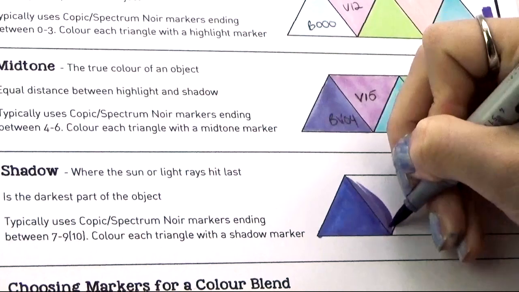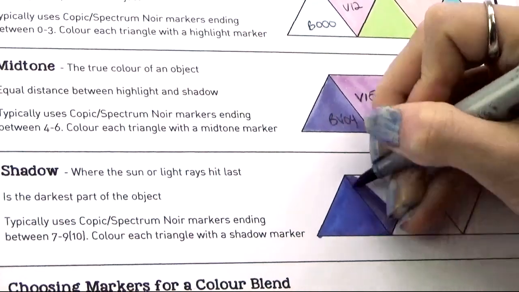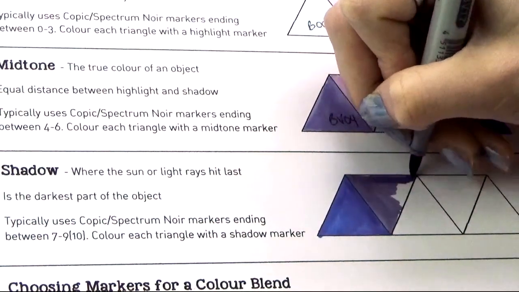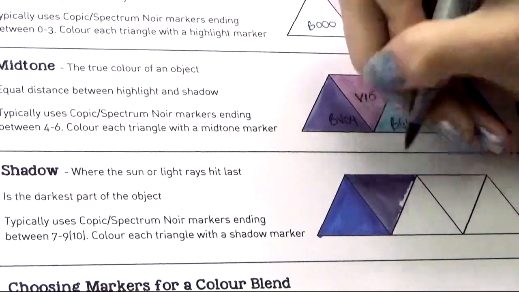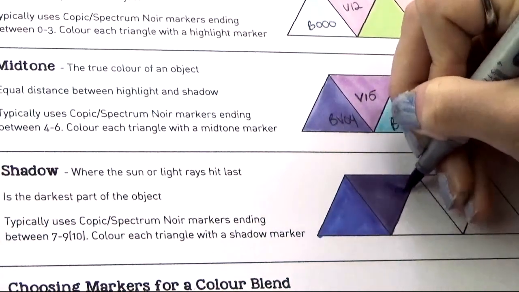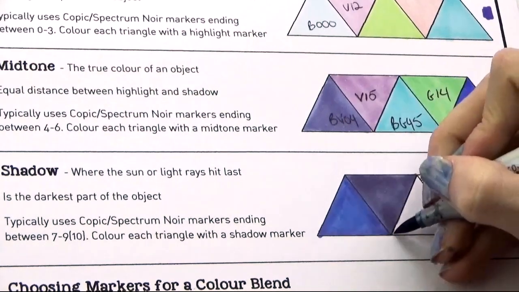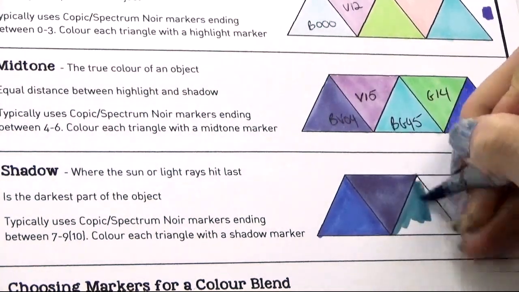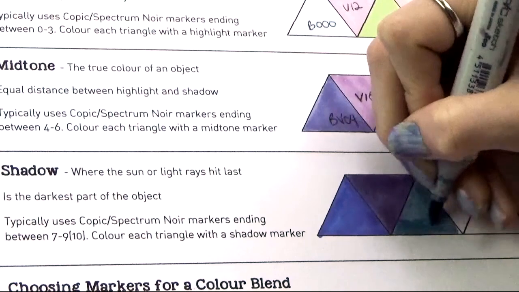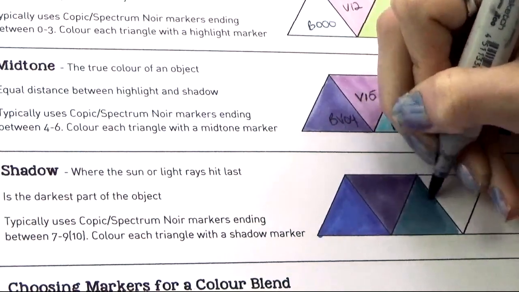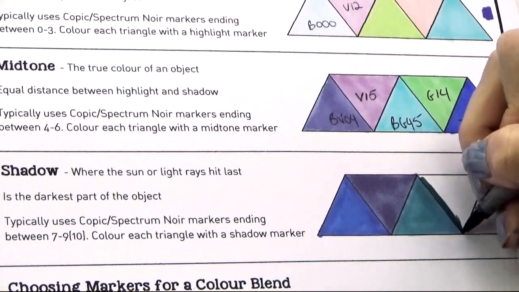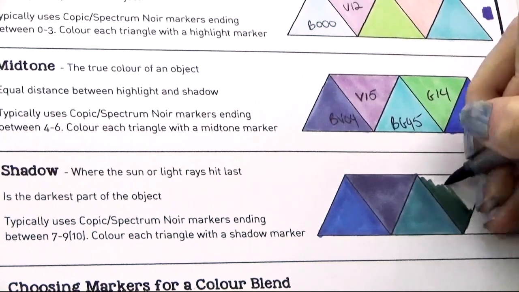BV17 is next. Again, that ends in a 7, so it's ending between the 7 to 9. So it's my shadow colour. BG57. G29, so it's ending in a 9. So for Copics, that's the darkest in the range that we go up to.